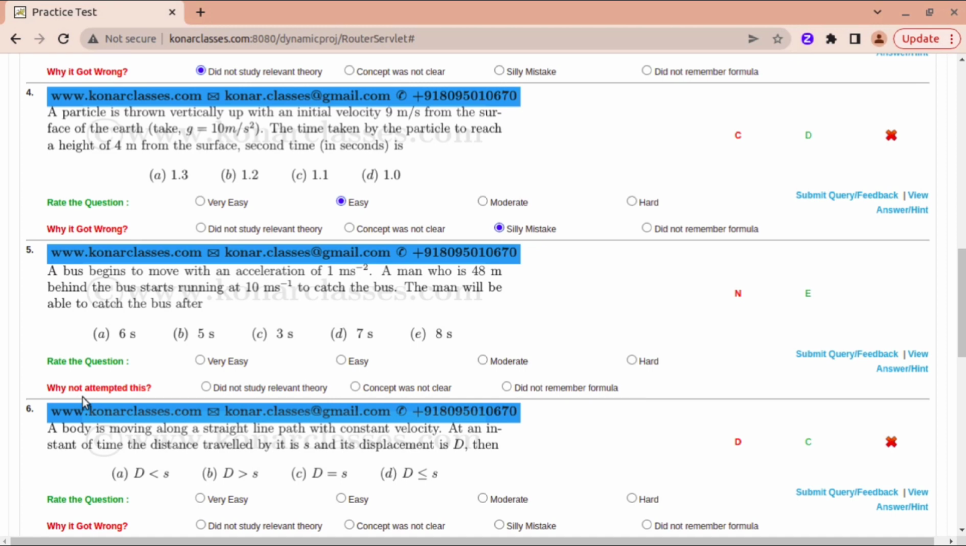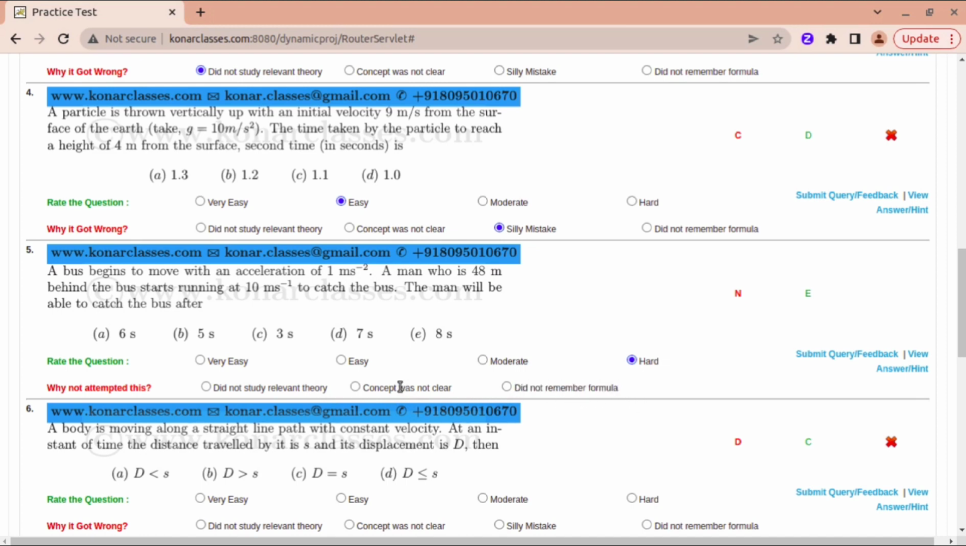So here there are two questions. The first one is, read the question, suppose it is hard. The second one is, why not attempted this? When a student did not attempt a question, there could be three reasons. The first one is that they did not study the relevant theory. The second one is that the concept was not clear, and the third one is that they did not remember the formula.